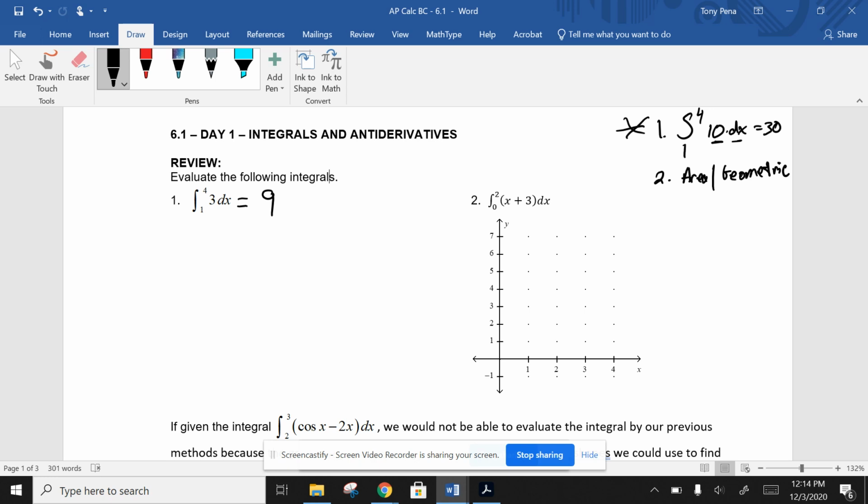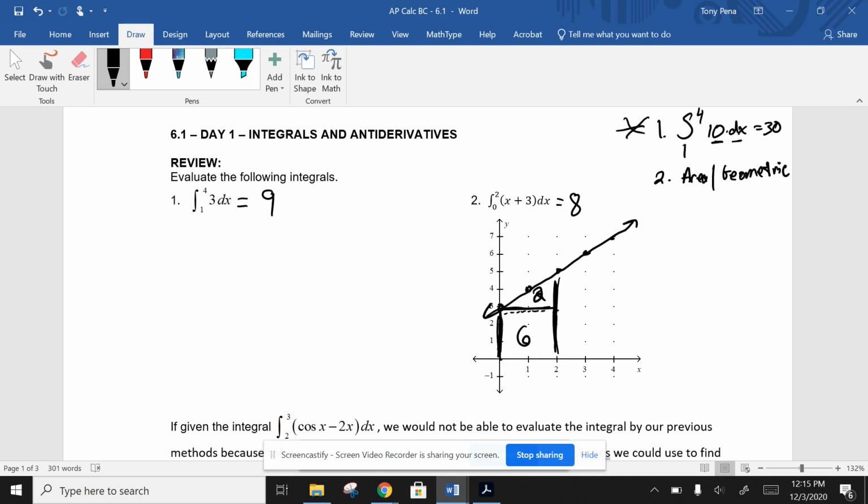Number two, we would graph this. This is the one that we did in our notes the other day, where we have the line y equals x plus 3. So y-intercept of 3, slope of 1. We only want to go from 0 to 2. And we can break this into some geometric shapes, a little geometry here. So our rectangle had an area of 6. The triangle had an area of 2. So this would have had an area of 8. Currently, those are our two methods.